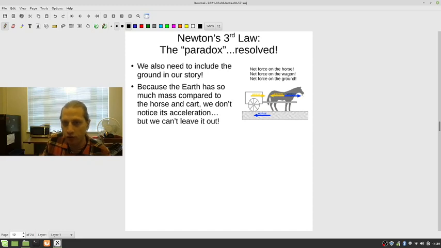So in this story, instead of just having the force of the horse and the wagon, we also have the force of the ground on the horse and the force of the horse on the ground, which is really necessary to understand this because we end up with a net force on the horse. We have a net force on the horse, which is because the ground is pushing forward on the horse more than the wagon is pulling backwards. And we have a net force on the Earth, which we basically don't notice because the Earth has such a big mass.